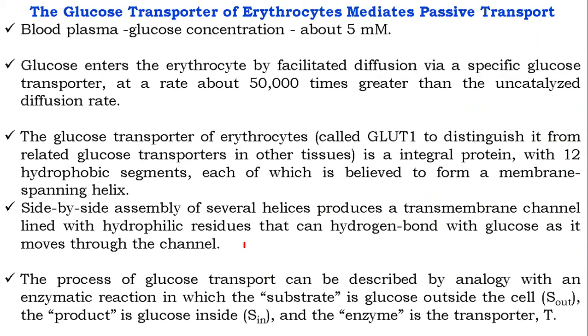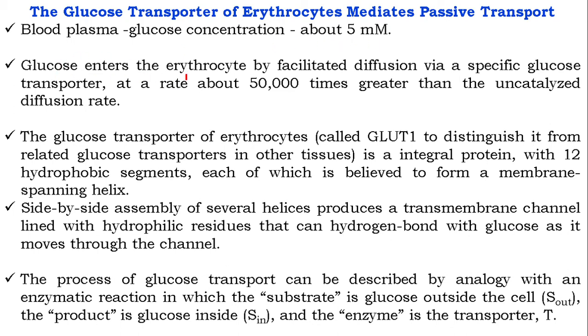Glucose transporter. This transporter molecule is present on the plasma membrane of nearly every cell of the body, in every tissue and in every organ. And as the name indicates, it is specifically engaged in the transportation of glucose molecules into the cell. And blood plasma has a glucose concentration of about 5 millimole.